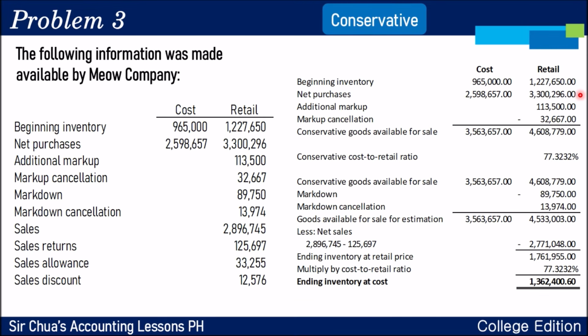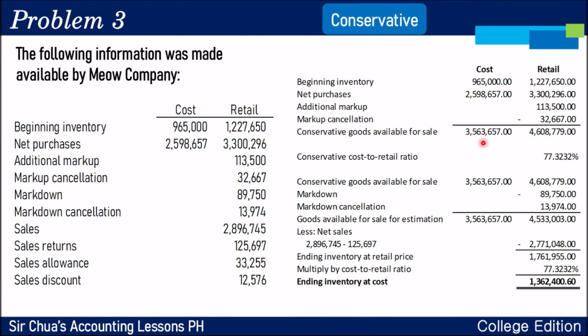Ang sabi po natin sa conservative method, ang atin lang pong kino-consider lahat ng markup. So your additional markup will be added. Bakit po ina-add ang additional markup? Kasi po pagtaas siya ng presyo. Then ide-deduct naman po natin yung markup cancellation kasi markup cancellation is a slight reduction in price na kinakancel niya yung markup na nangyari. So ma-minus po natin si 32,667. Again, in conservative method, hanggang markup information lang.